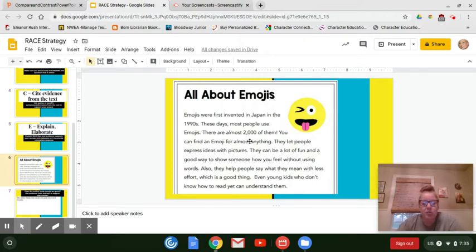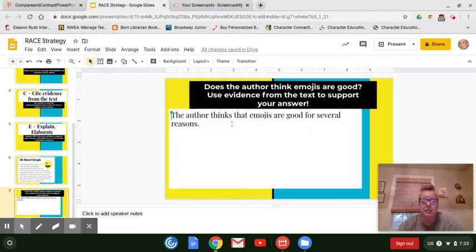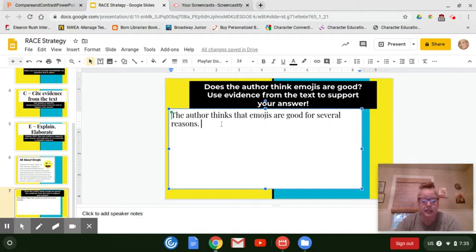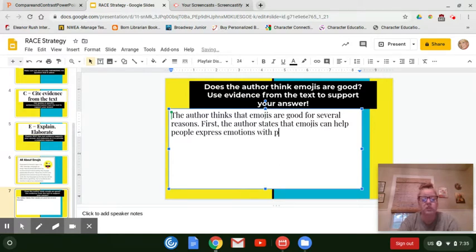You can find an emoji for almost anything. Maybe that might be something we could use. But the next sentence, they let people express ideas with pictures. I think that is one reason why the author thinks that emojis are good. So if I go back to my answer, I might add something like this. First, the author states that emojis can help people express emotions with pictures.